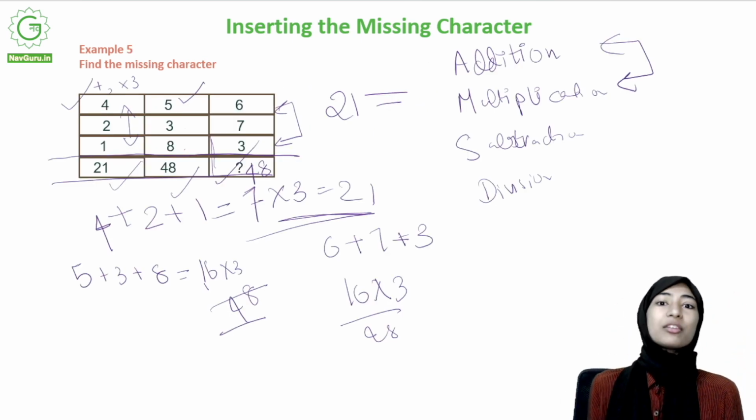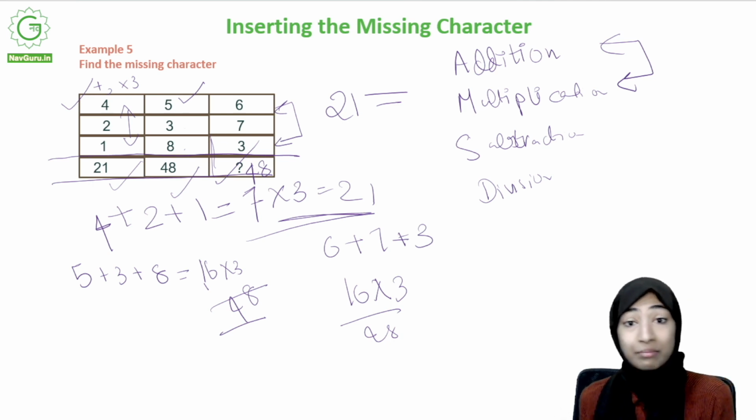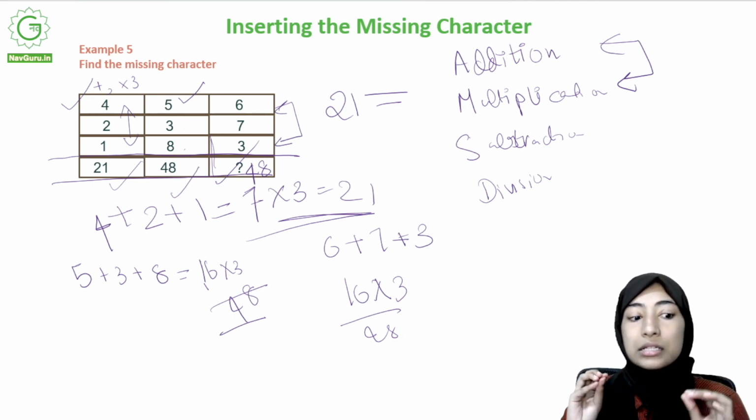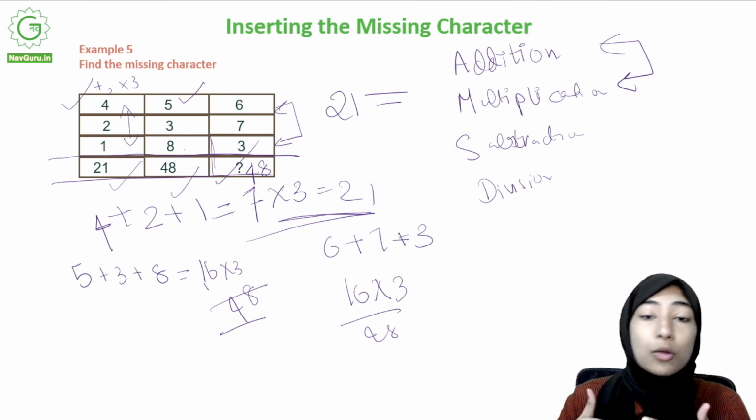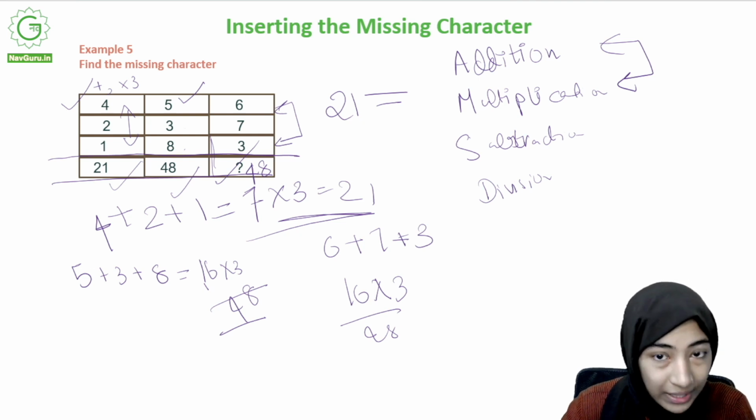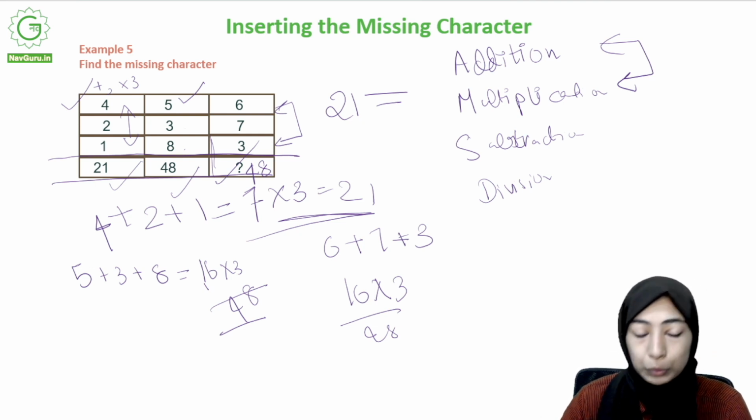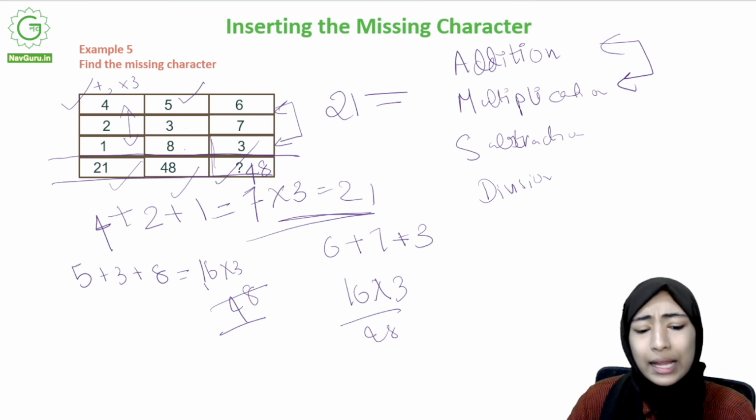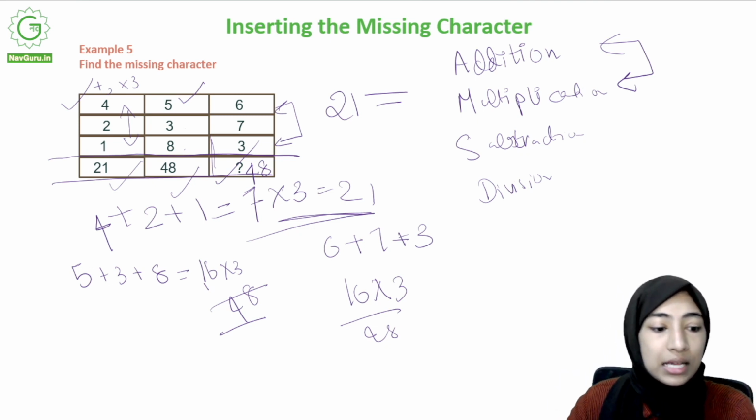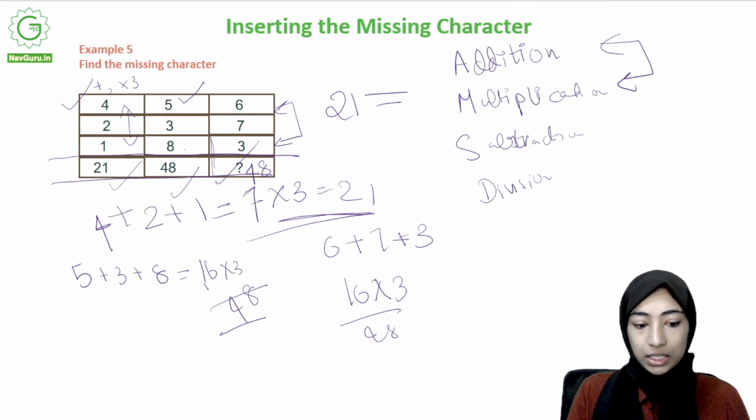So the operations are very simple. There are no complex math operations involved. The catch is in determining what operation to use. That's where you need to know what to do, and that you will get by practicing enough. If you do enough kinds of questions, it's very easy to get that. And with that, we're done with inserting the missing character.